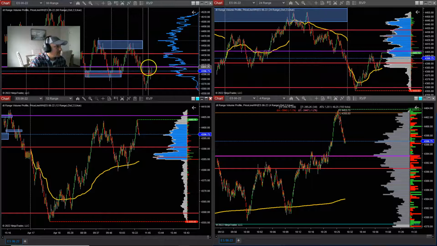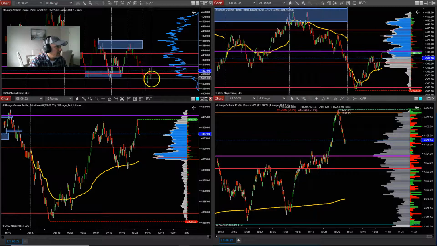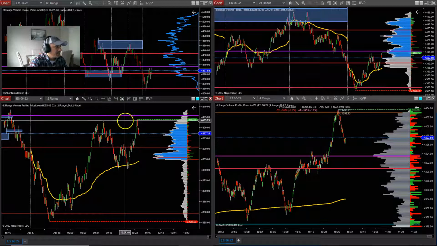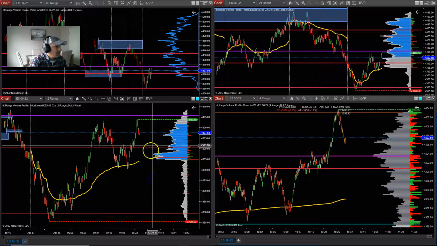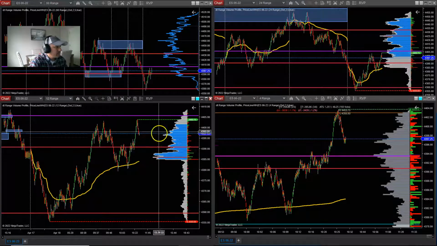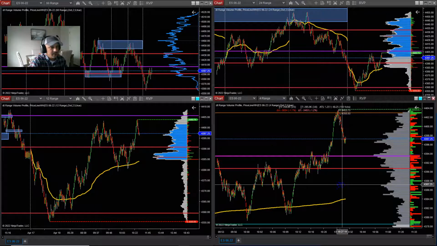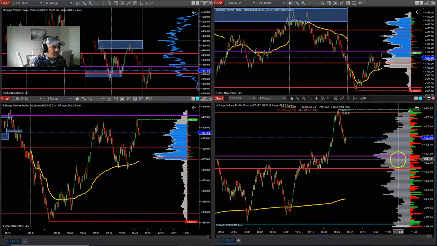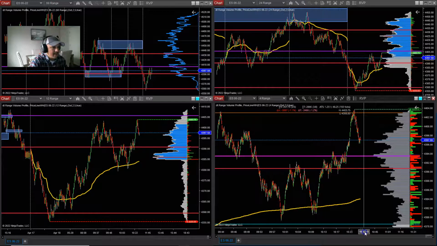Possibly, because it pulled up here already. Rejected this area here of resistance. Rejected it. Pulled back. Now it's bumping up over it again. It's a double top on the 60 range. You can see it here on the 12 range. And we could possibly get a push back up, start moving higher. So we'll see. But it's pulling back to the point of control right now.